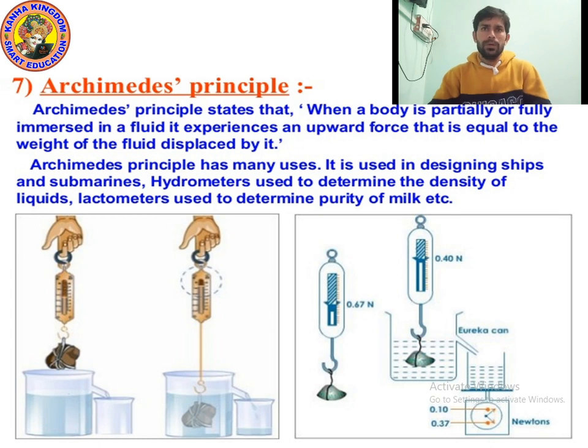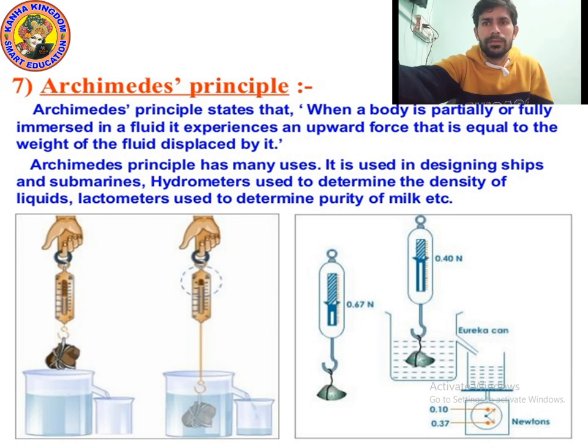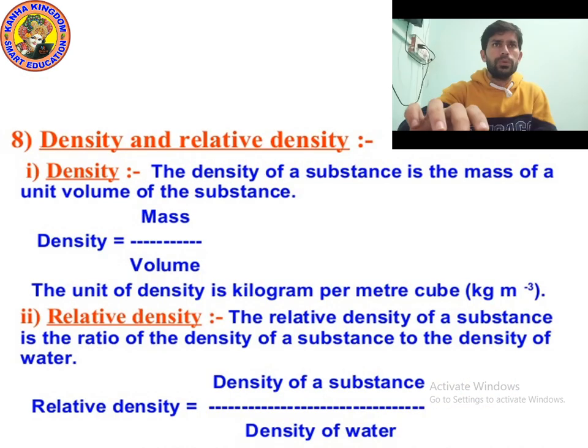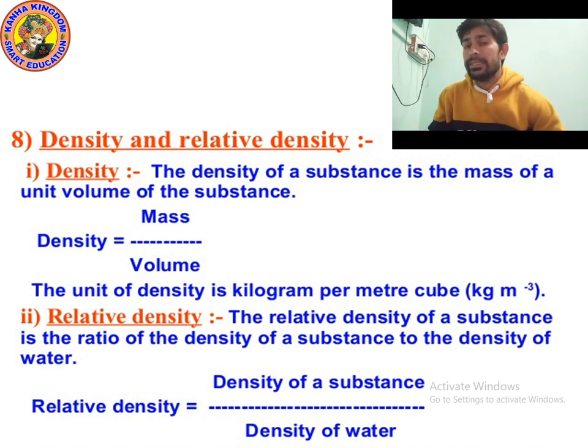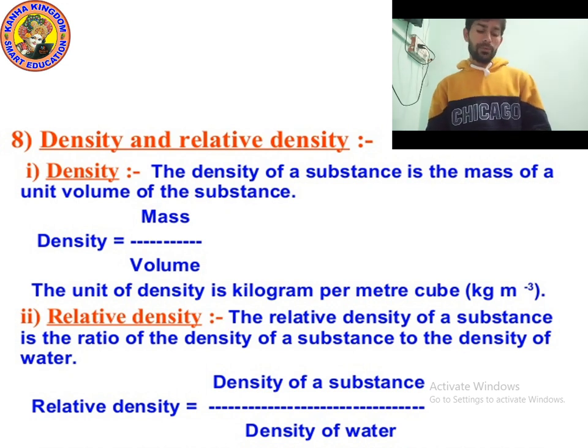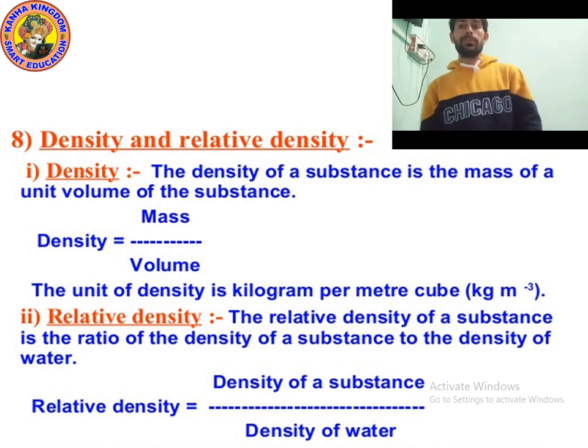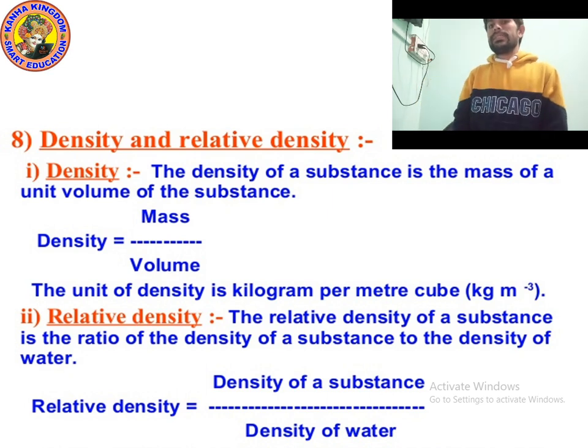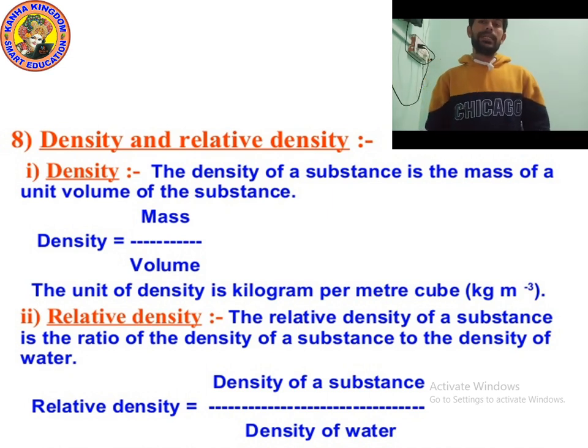To solve it. Now let's study about the relative density. Let's move on to the next point. Okay, so what is density? The density of a substance is the mass per unit volume. Yes, that's the density of a substance, of a unit volume of the substance. So the density formula is mass upon volume. So you know that an object sinks when the density increases and an object floats when the density decreases.